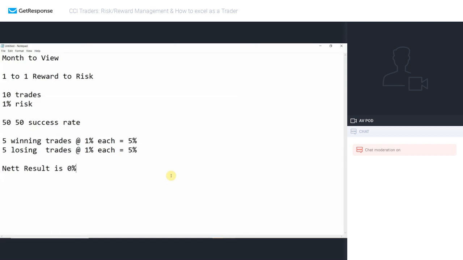If you're risking 1% per trade, then your 5 winning trades would be 1% each, which means a 5% overall profit from the winning trades in that period. Your 5 losing trades will be 1% each, which means that overall losing trades would result in an overall 5% loss. So your 5% gain minus your 5% loss would be a net result of 0. So you would have to adopt a higher success rate to be able to make money in a scenario such as this. So let's say you went to 60-40.